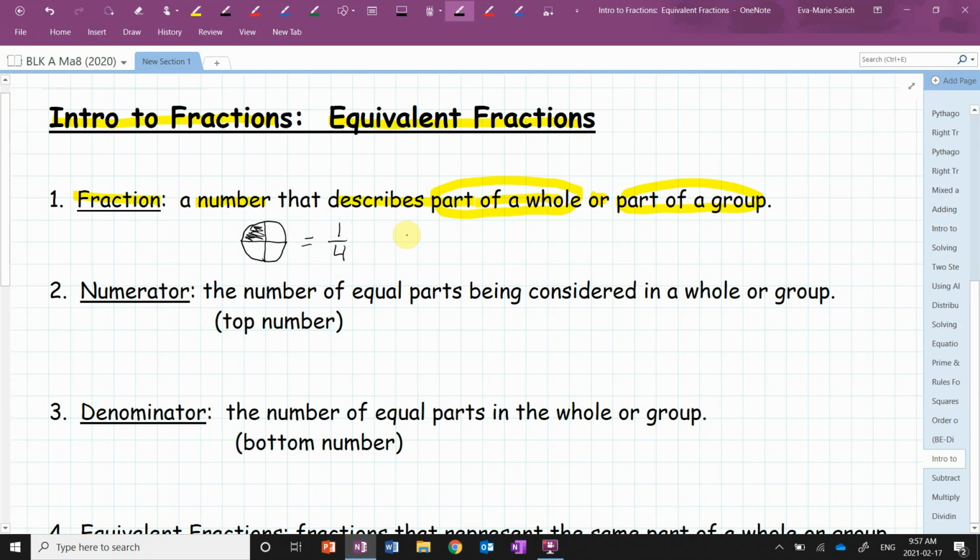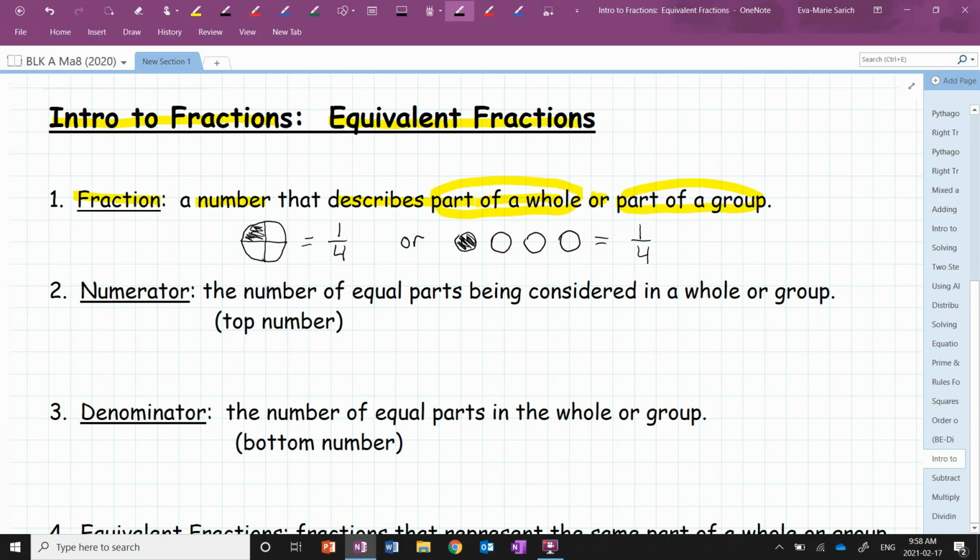Okay, now it could also be part of a group. So instead of your mom making 1 big pizza, maybe she made 4 mini individual pizzas, right? And that would be a group of pizzas. And you were served 1 of those 4. Again, this would be 1 of a group of 4, and it can also be written as a fraction, okay?